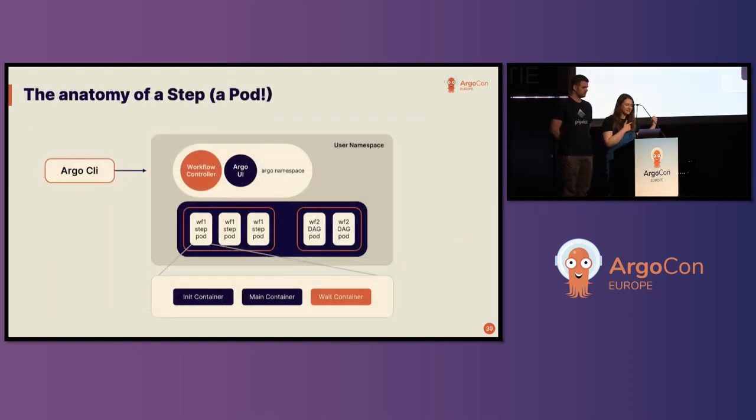The wait container, so we've had our init container, our main container. The wait container does exactly what it says on the tin. It waits and performs tasks that are needed for cleanup, so saving off parameters, artifacts, for example, to object storage.